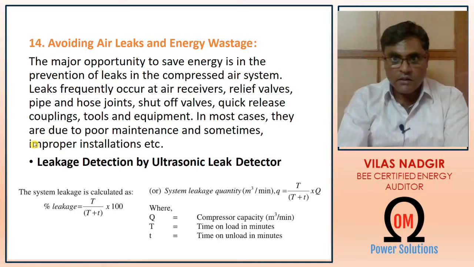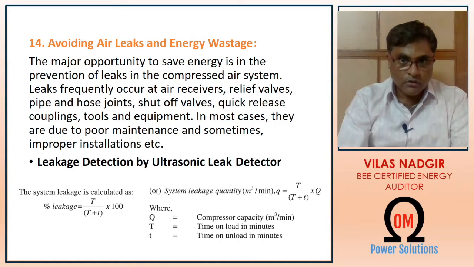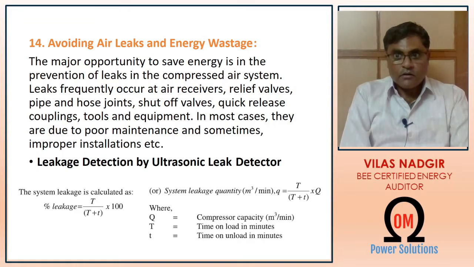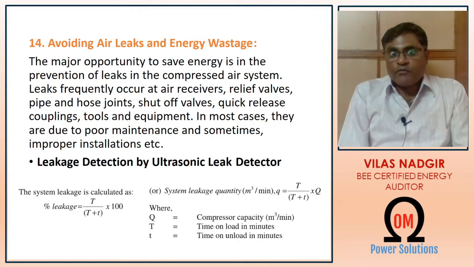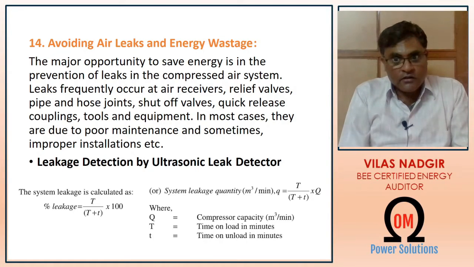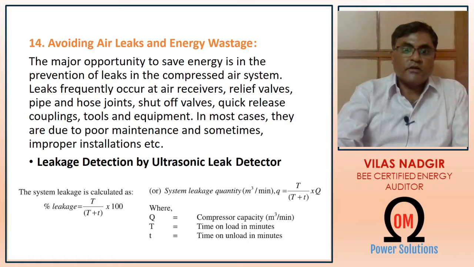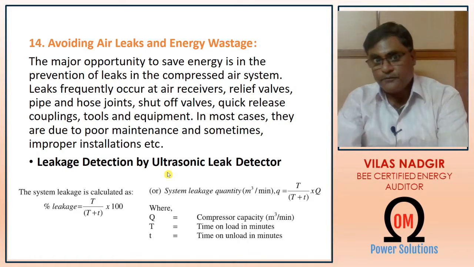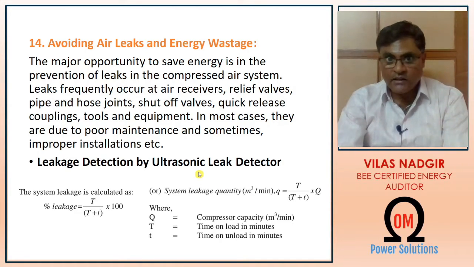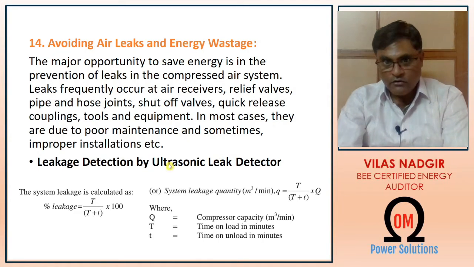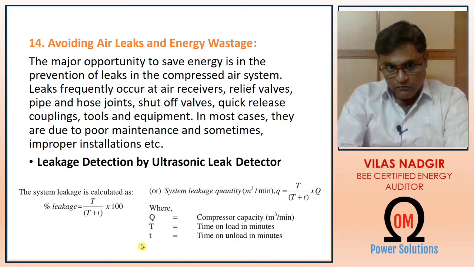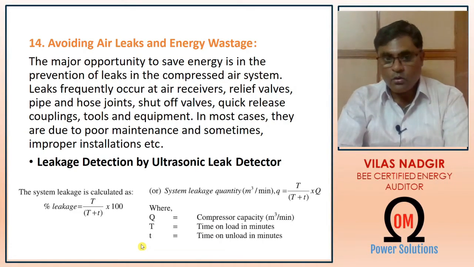Then air leaks and energy waste. I have seen the major opportunity in arresting the air leakage, so you have to concentrate more on avoiding air leakages. Take air audits occasionally, and during plant shutdown, switch on your compressors and test the air leakages with the help of an ultrasonic air leak detector. This ultrasonic air leak detector will help you find the points where compressed air leakages are occurring. And during shutdown, you can take this test for finding the percentage of leakage of your whole plant.